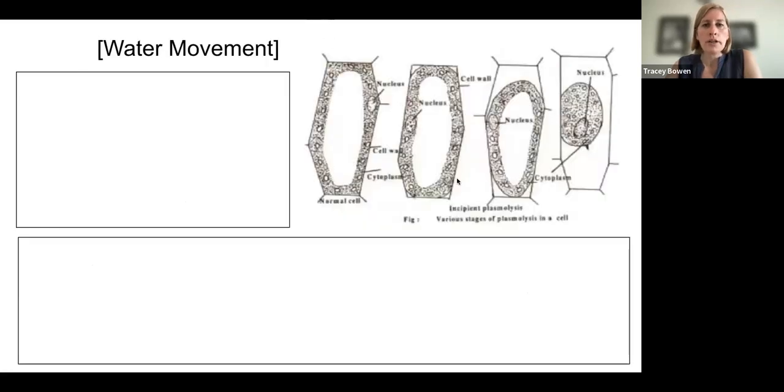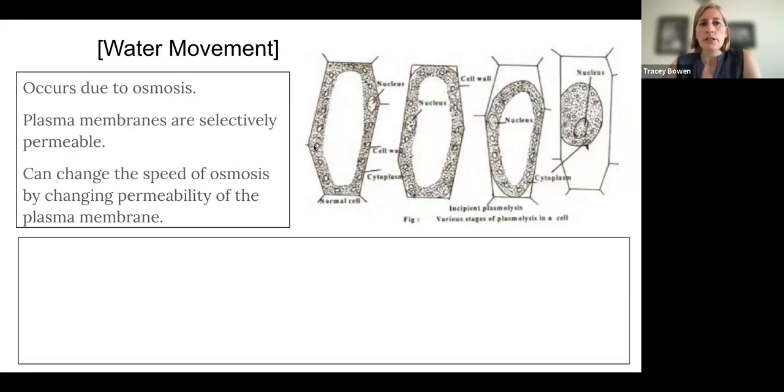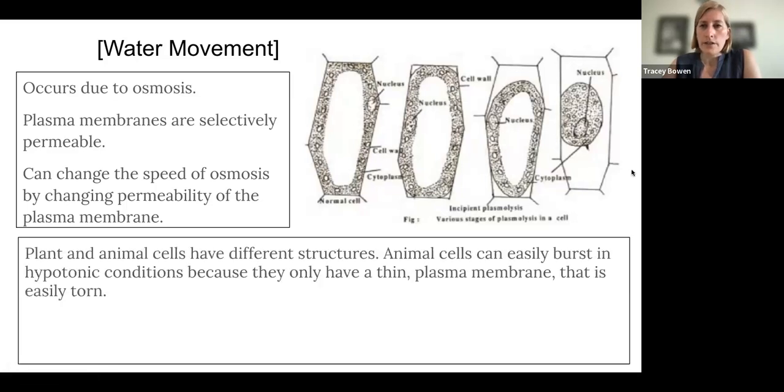So water movement in plants, water is going to move, this is true in animal cells as well, but it's going to occur due to osmosis. Plasma membranes are selectively permeable, so they can change the speed of osmosis by changing the permeability of the plasma membrane. And they do this by indicating that they need aquaporins, so there are channels for water to move through the membrane more easily. Plant and animal cells have different structures.